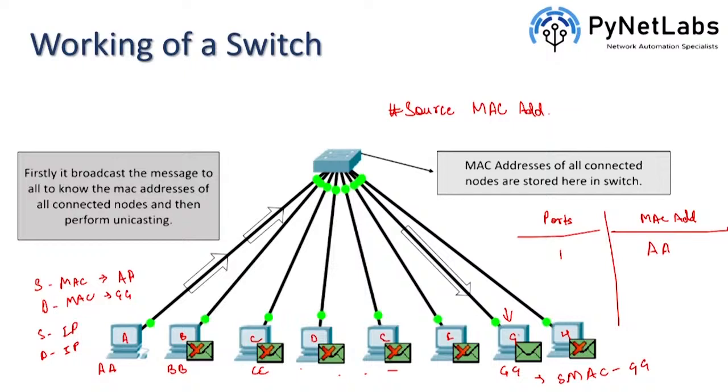And then again, we know that the switch trusts the source MAC address. So it is going to make the entry that, okay, on port number 7, we have user GG. And if now anyone sends any packet which is supposed to be delivered to user G, then it is simply going to send it to port number 7, as it has already made the entry inside the MAC address table of the switch. So that's how a switch works.